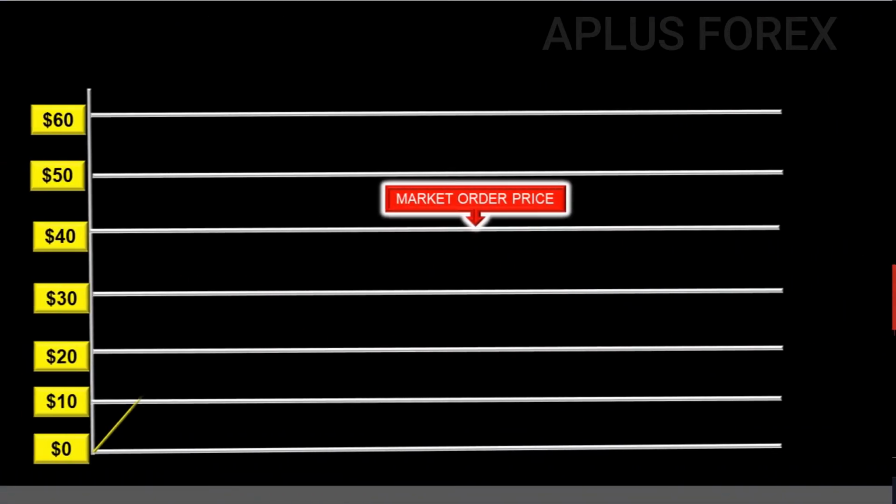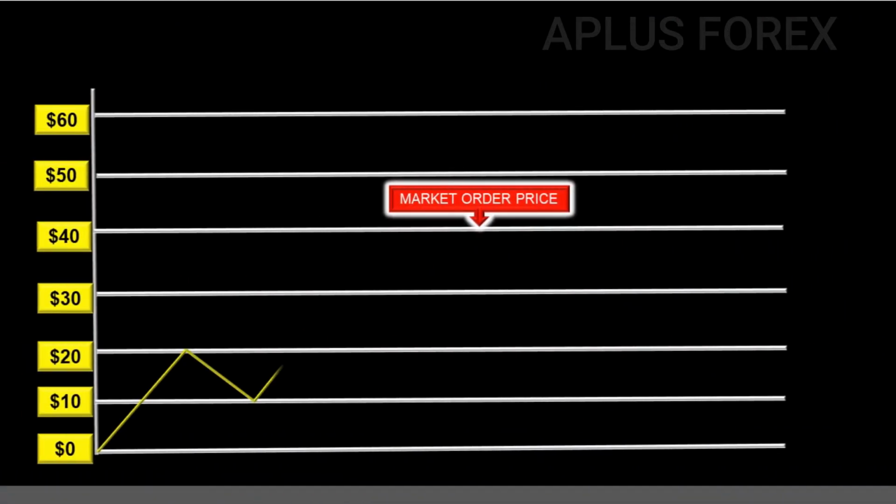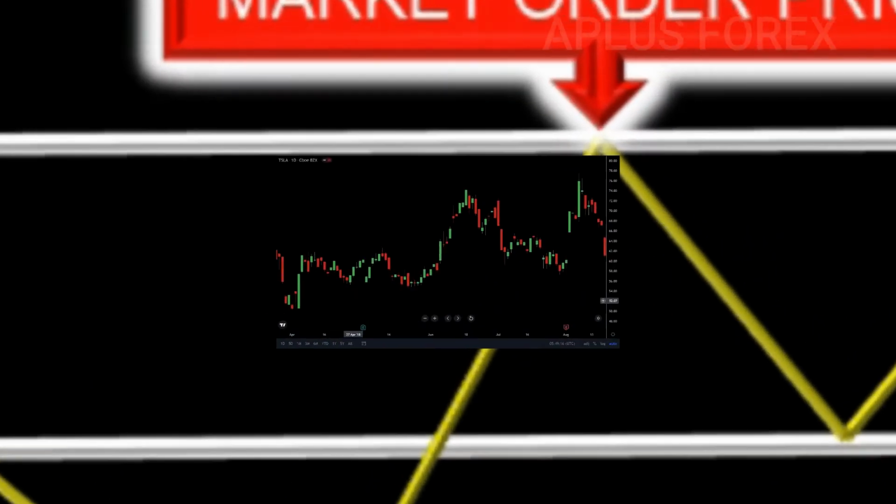Let's take an example on this chart. The market is moving up and down. The moment you press your button to sell, and in this case you can see we are lucky enough to sell this stock at exactly the $40 mark price. This will now be our market order price because it's instantly executed at the press of a button.